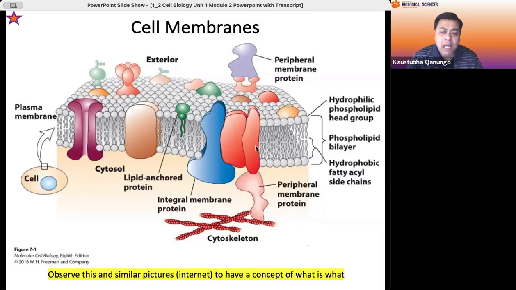Now, there is another type of protein, which is the peripheral proteins. And this is the important part. You see that there are two peripheral proteins shown here.